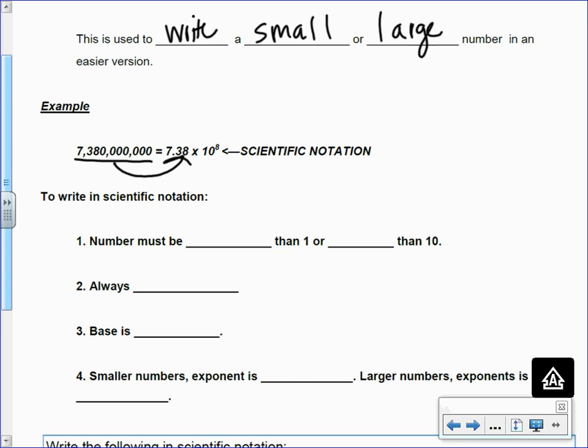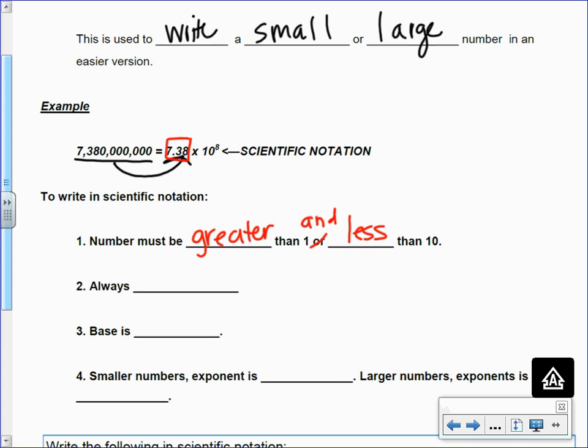Scientific notation allows you to write a number using the power of 10. It's super simple. The first thing you have to know to be able to write in scientific notation is that this first number, the number being multiplied by the power of 10, must be greater than 1 and less than 10. So basically it needs to fall between 1 and 10.